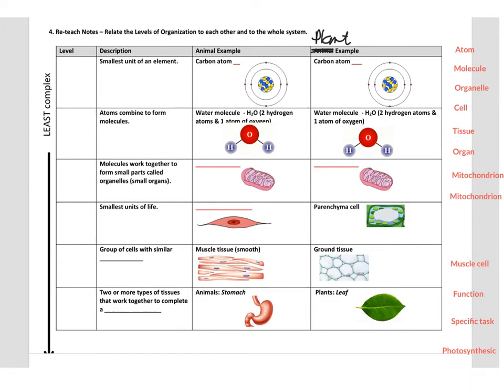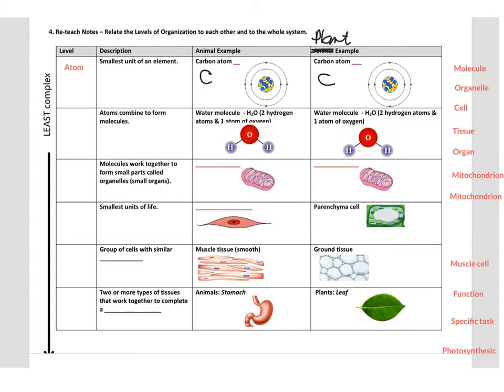We're going to start with the simplest level, which is an atom. Everything is made up of atoms. An atom is the smallest unit of an element. An example of an atom is carbon. Here's the chemical symbol for carbon. Carbon is the most important element to life because life is carbon-based, and without this element, life would not exist.